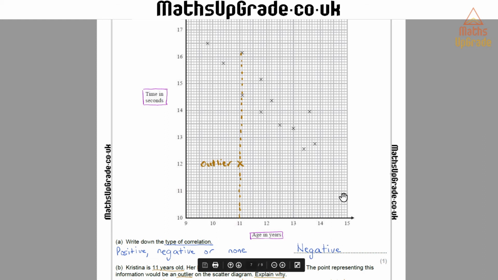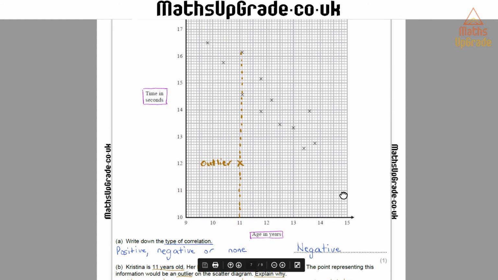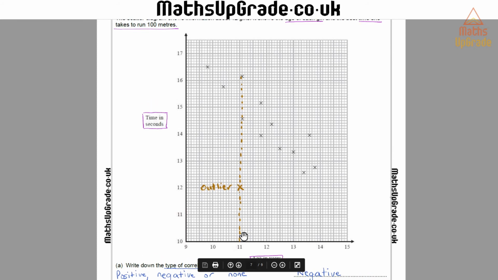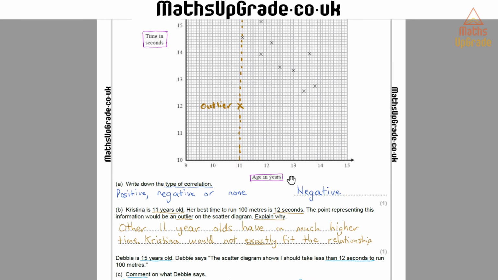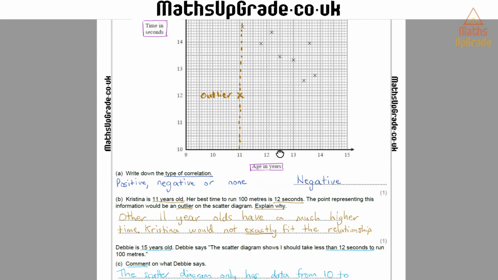So 12 seconds if she's 11 years old. Here's 11 years old, and 12 seconds would be here. So that is clearly an outlier. The data's in this region here, and this cross would be over here, so it's clearly an outlier. Right, so she wouldn't fit the relationship of that data set.